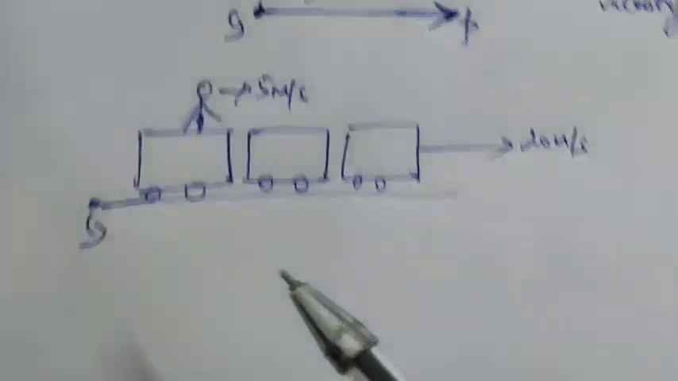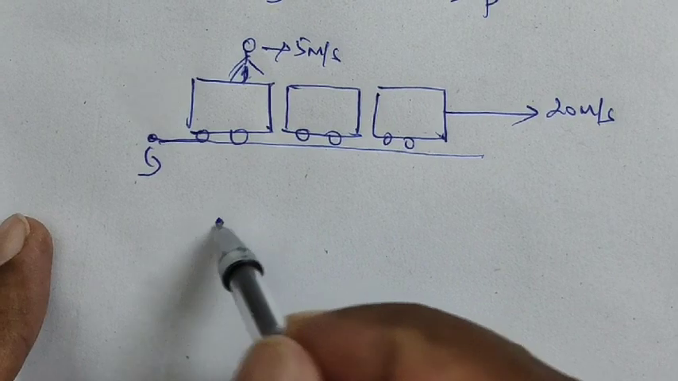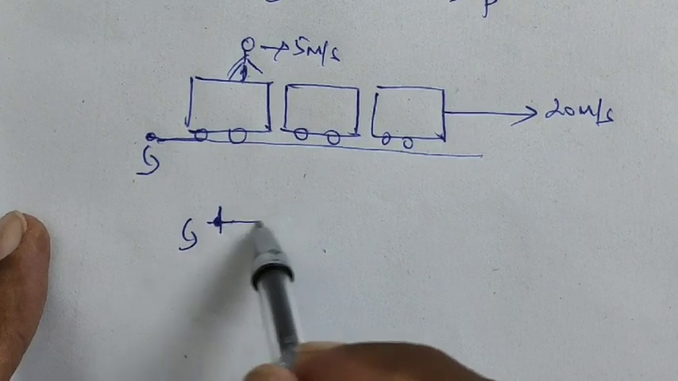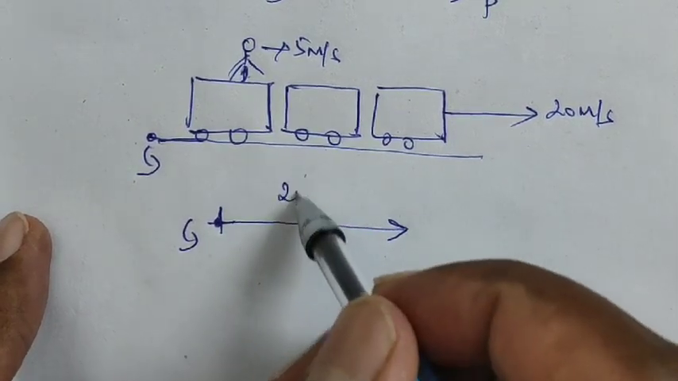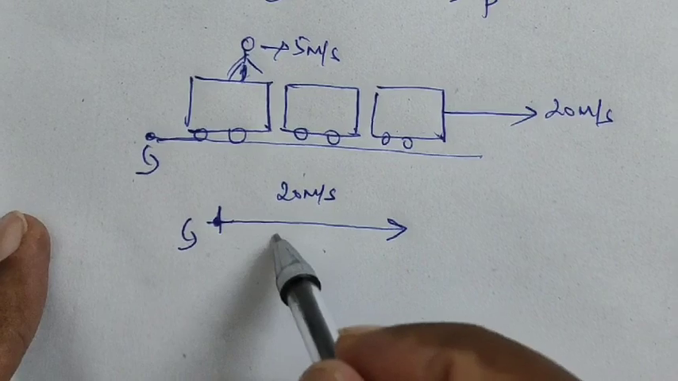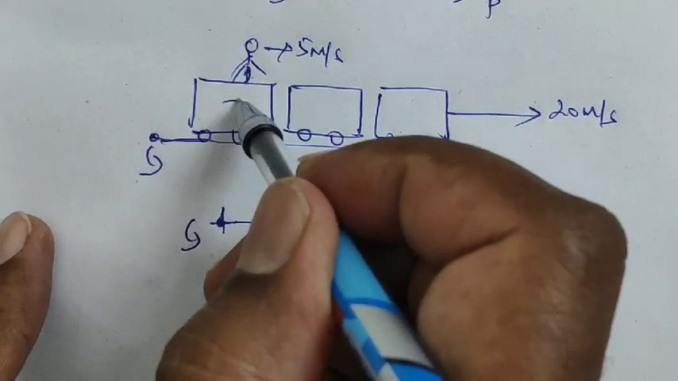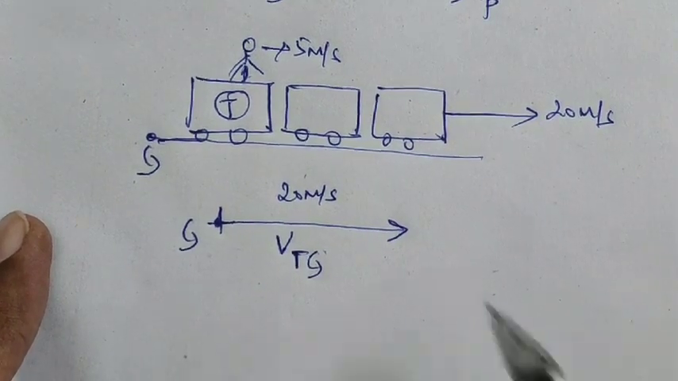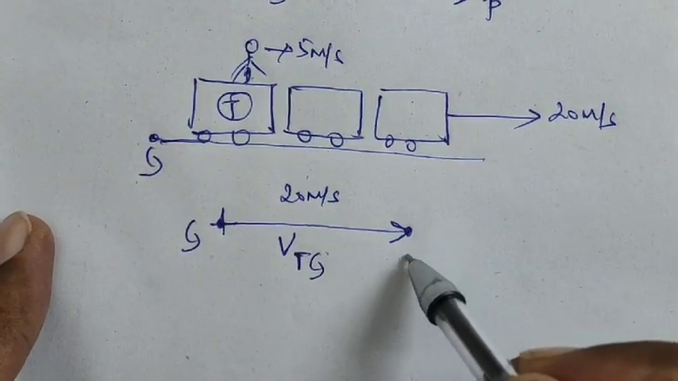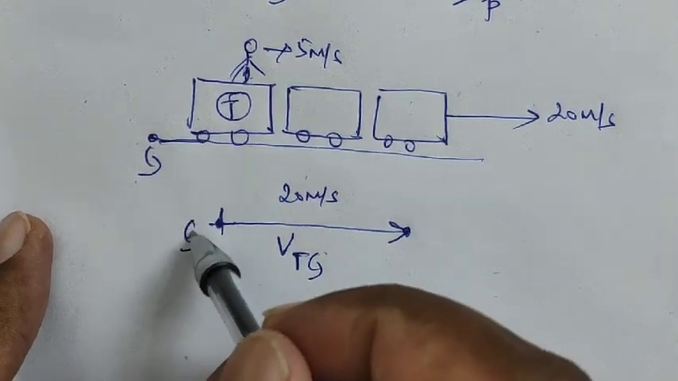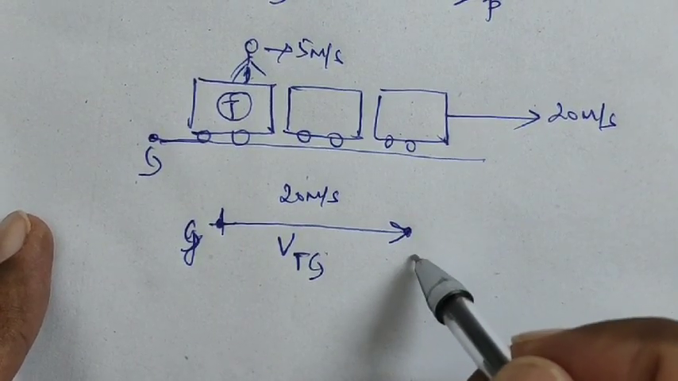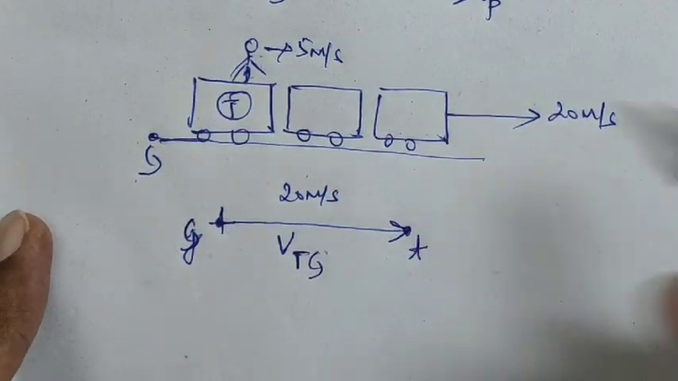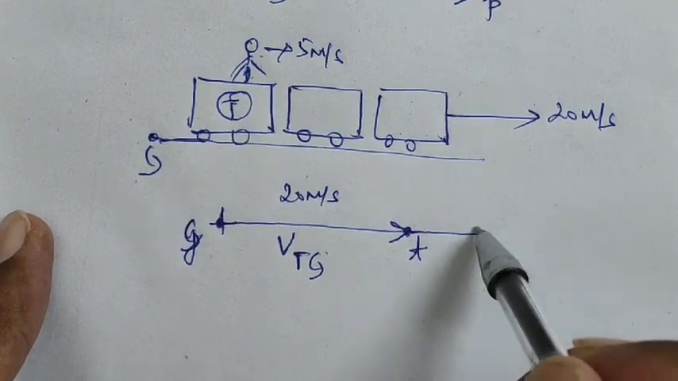If I want to draw a vector diagram for this situation, I start with a point G which is fixed, and the speed of the train could be drawn with a vector like this, which represents 20 meters per second. So this is the speed of the train. If I call this train T, it is the speed of the train with respect to the ground, and I need to show this as small g. I need to show this as small t. Now with respect to this train, this person is also moving forward. So his speed is 5 meters per second.